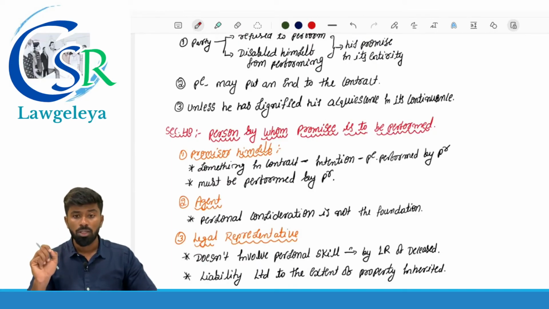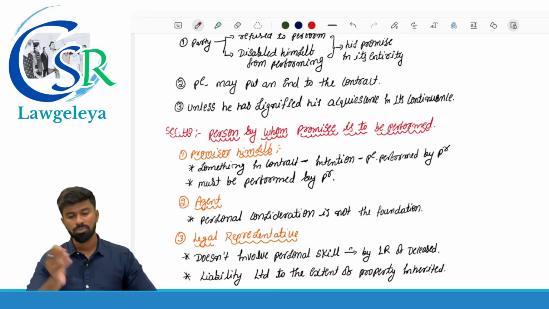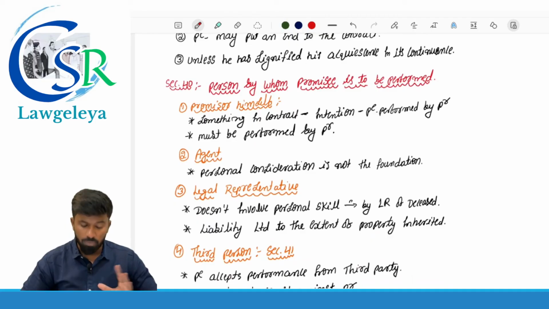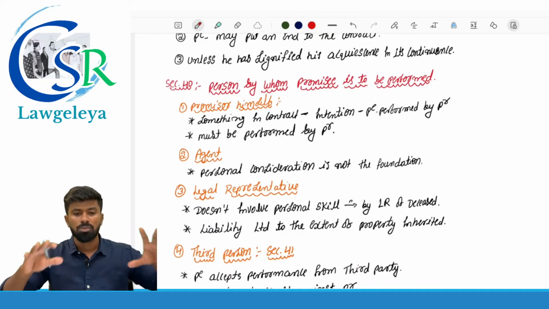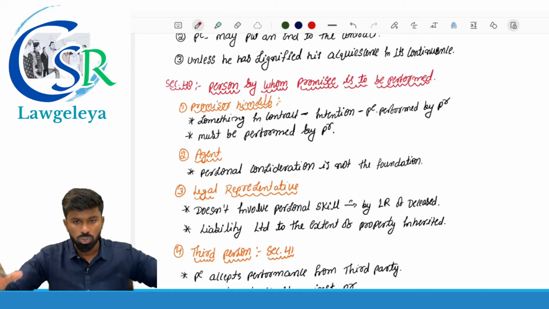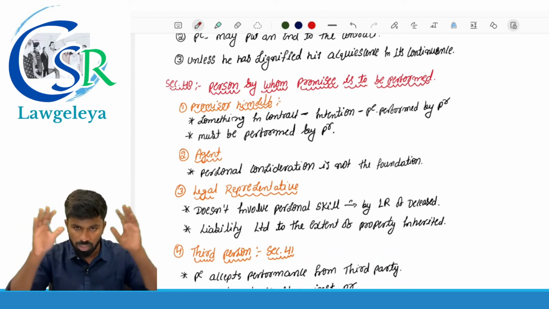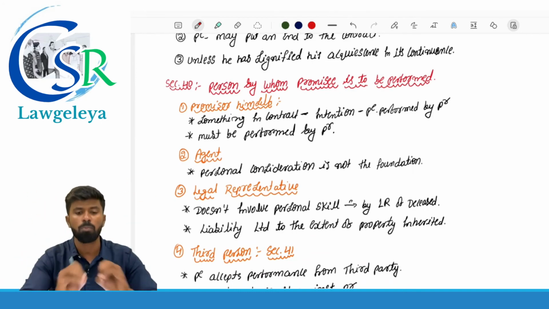Section number 40. Who shall perform the promise? 37. Duty of the party. 37. Perform, both party perform. 38. Refuse, promisee refuses. 39 refuse, promisor refuses. 40 perform, who shall perform? The contract shall be performed by the promisor himself. First is what? Always the promisor. If something is there in the contract to show that it is the intention of the parties that the promise should be performed by the promisor himself, then it should be performed by the promisor.